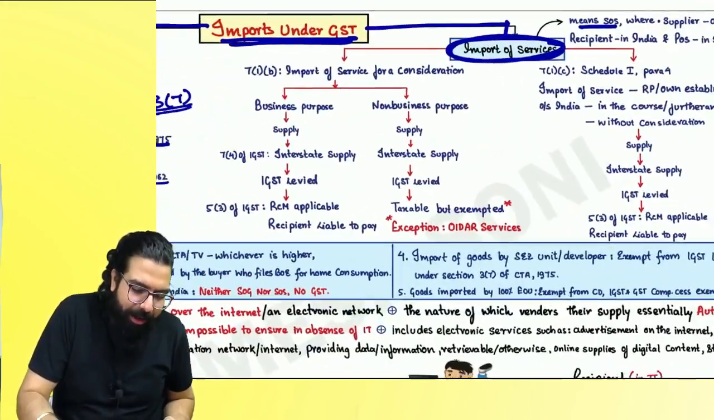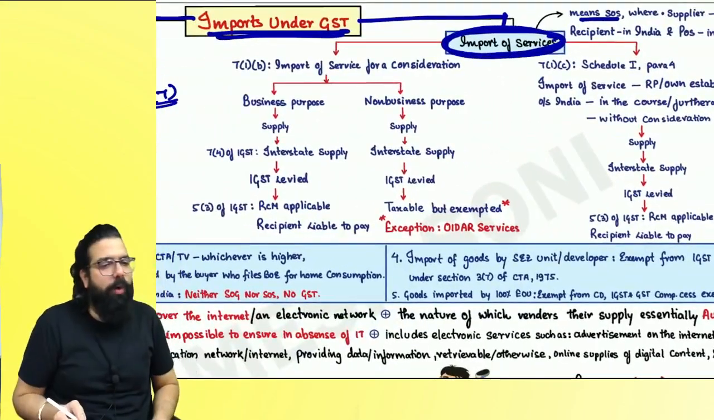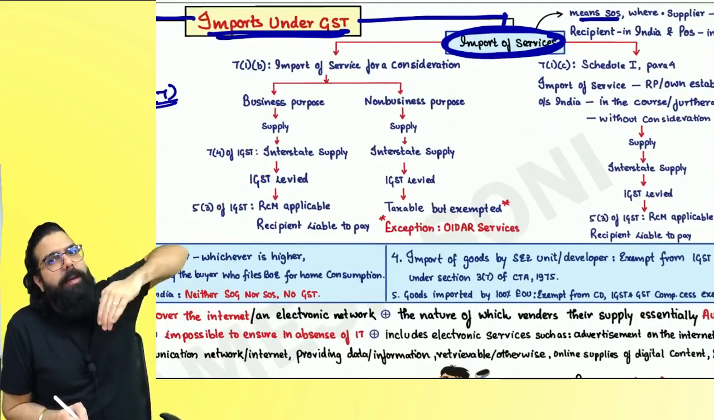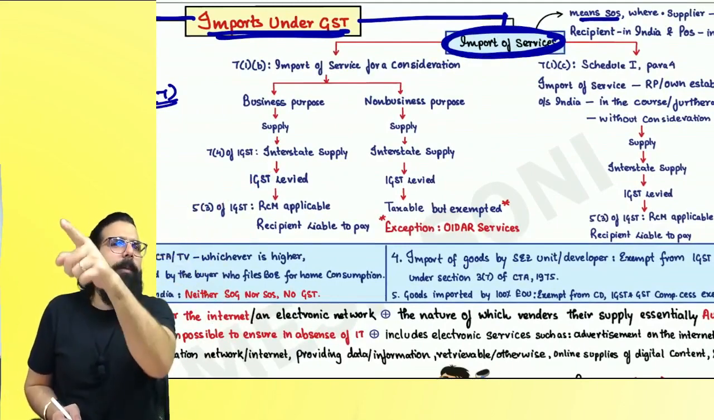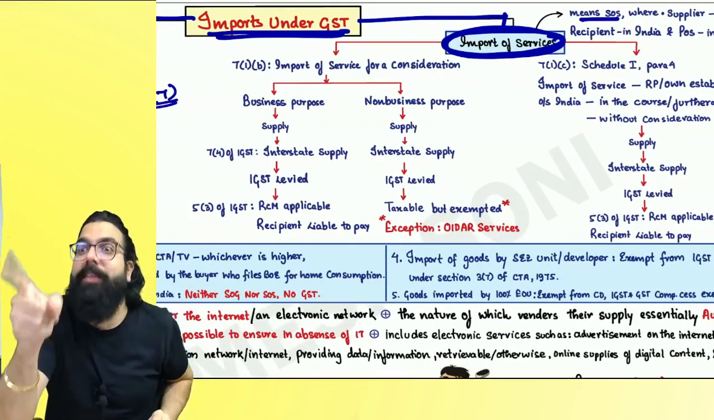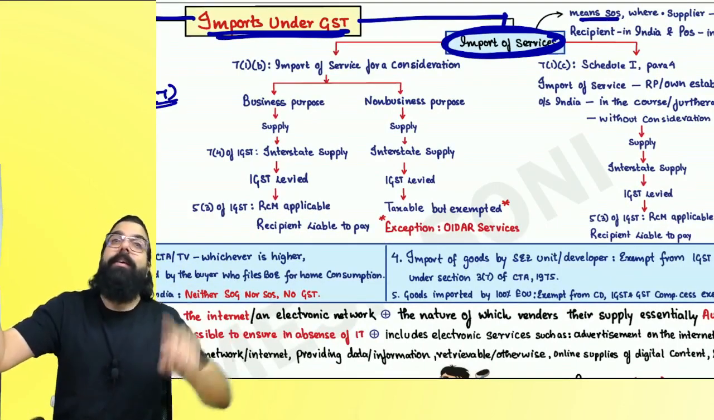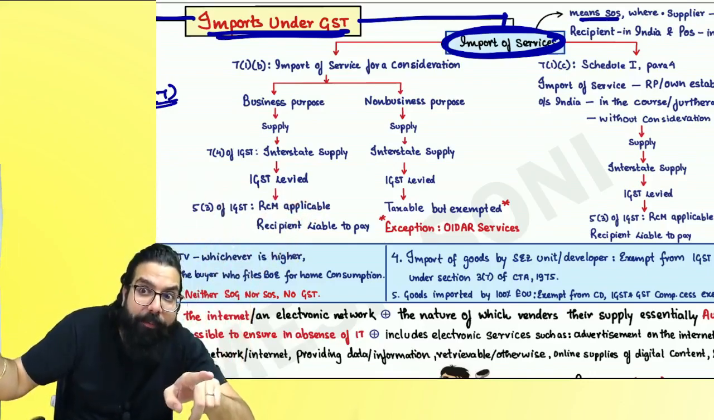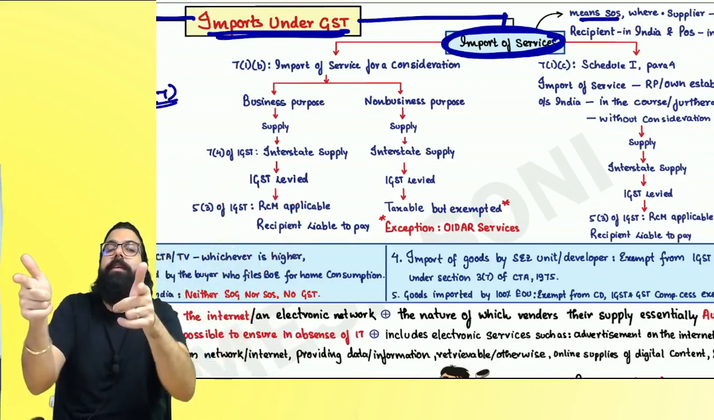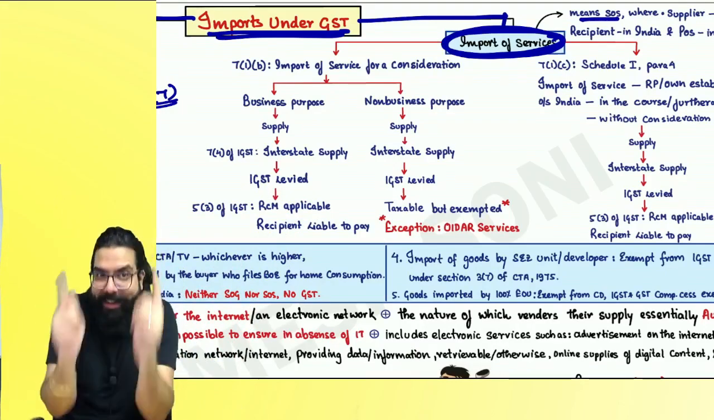Now, tell me, importation of service means what? The supplier is outside India, the recipient is in India, and the place of supply is in India. It is importation of service. Importation of service is covered under section 7(1)(b), section 7(1)(c), and Schedule 1, fourth paragraph. It says interstate supply.